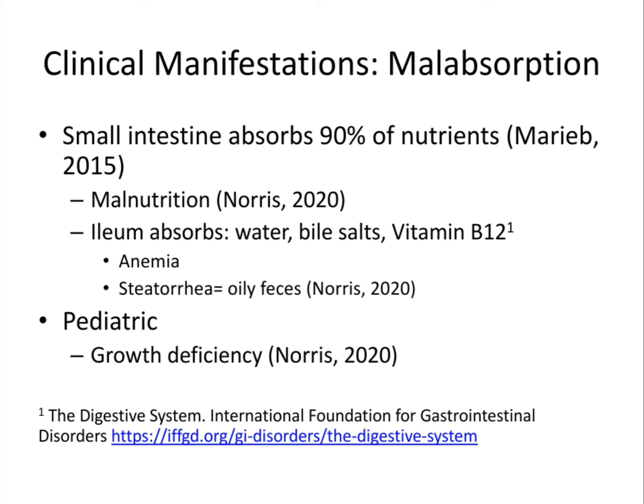Therefore, if there is significant injury to the small intestine, this can result in malnutrition. The ileum, which is the primary site of inflammation in Crohn disease, absorbs water, bile salts, and vitamin B12. Decreased absorption of vitamin B12 can lead to anemia. Decreased absorption of bile salts leaves lipids in the feces. Therefore, there will be steatorrhea, which is oily or fatty feces. Most importantly, malnutrition in children can result in growth deficiency.